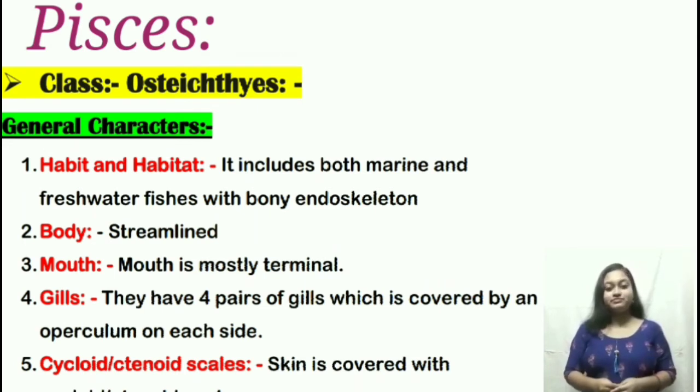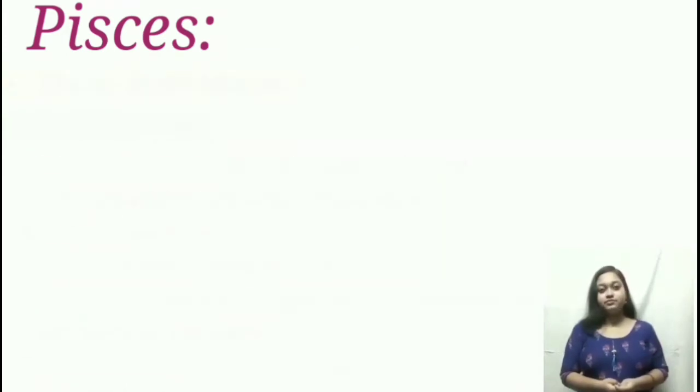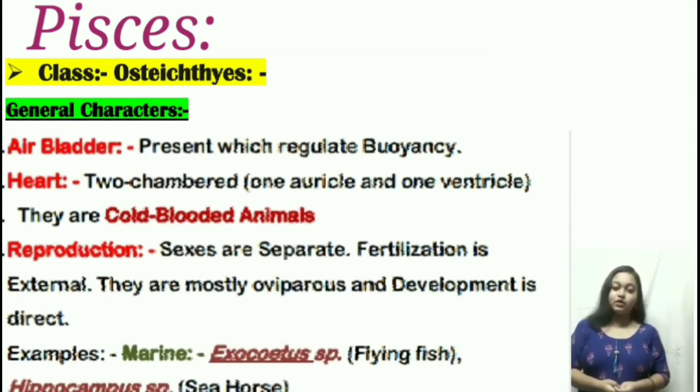Then the fourth point is they are cold-blooded, which we call poikilothermous. Then the fifth point is the gills. They bear 4 pairs of gills. It is covered by an operculum on each side. Then the sixth point is they bear cycloid or ctenoid scales. Their skin is covered by them. Then the point is air bladder. The air bladder is present, which regulates buoyancy.